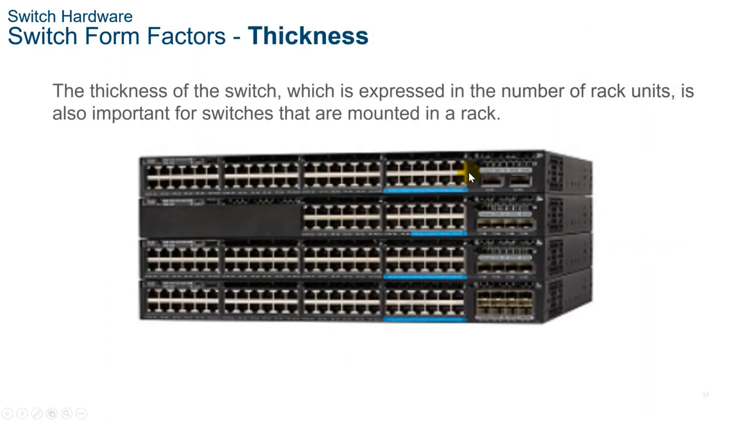Another switch form factor that you need to consider as a network administrator is the thickness of the switch. The thickness of the switch, which is expressed in the number of rack units, is also important for switches that are mounted on a rack. For example, the configuration switches shown in the figure are all one rack unit, or one U. That is 1.75 inches or 44.45 millimeters in height. So we call it one U. When the height is twice this, we call it 2U. Having three is a 3U, and so on.